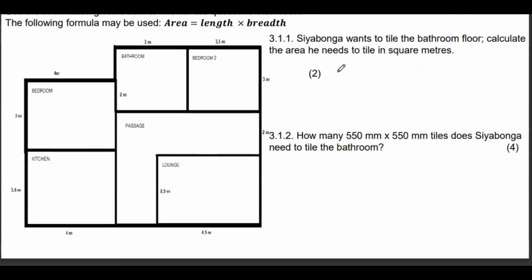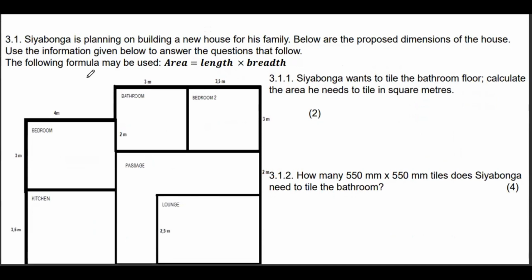Okay, we got question number 3, still on area and perimeter. Siabonga is planning on building a new house for his family. Below are proposed dimensions of the house. Using the information given below, answer the questions that follow. You may use the following formula: area equals length times breadth. This is only when the shape is a rectangle. If it was a cylinder, it would be another story. If it was a circle, it would be another story.